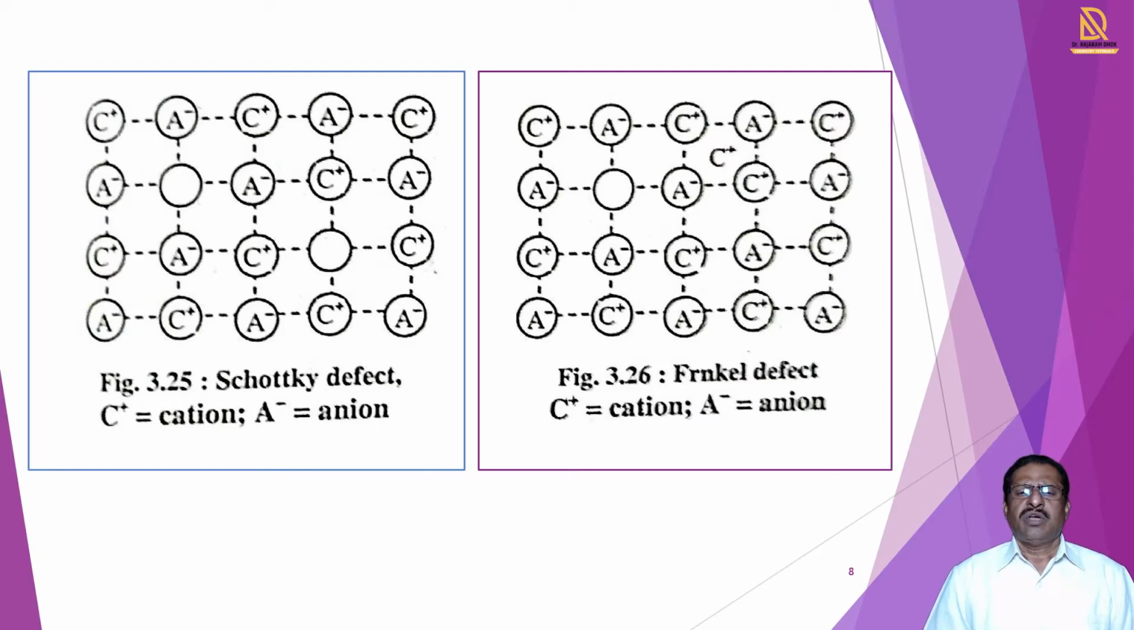Now I have drawn both diagrams on one page for your simplification. You see Schottky defect, in that the same number of cations and anions leave their positions, and that crystal shows neutral charge. In the Frenkel defect, only the cation loses its position and occupies an interstitial position, and it does not leave the crystal. So the charge also remains the same. So this is the difference between Schottky defect and Frenkel defect.